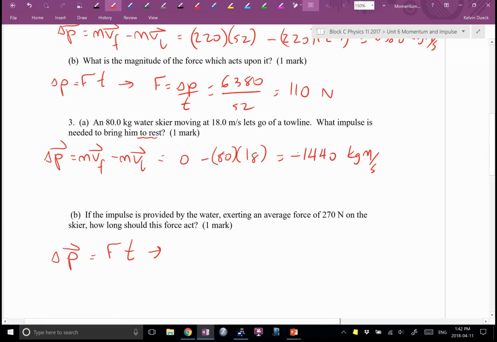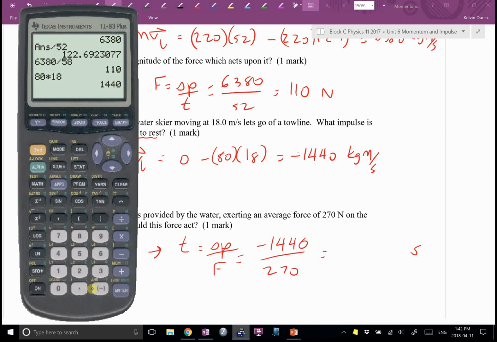I've never written time this way, but apparently it's going to work. Has to work. The physics is sound. So you're telling me time is the impulse divided by the force, and the impulse was negative 1440, and the force was 270, and time is going to be in seconds, and it's a scalar.